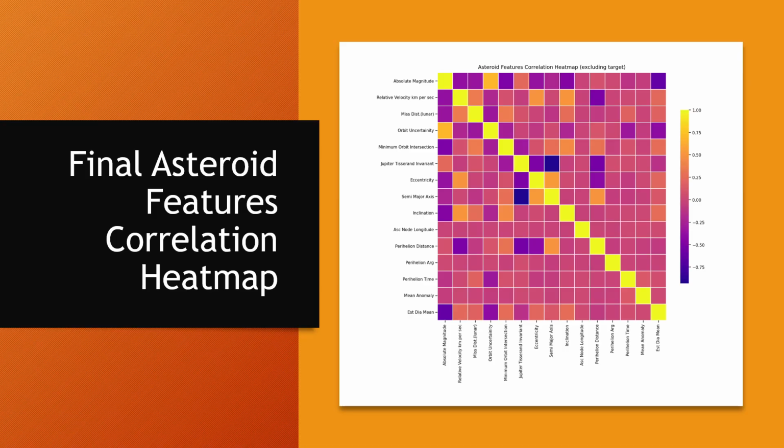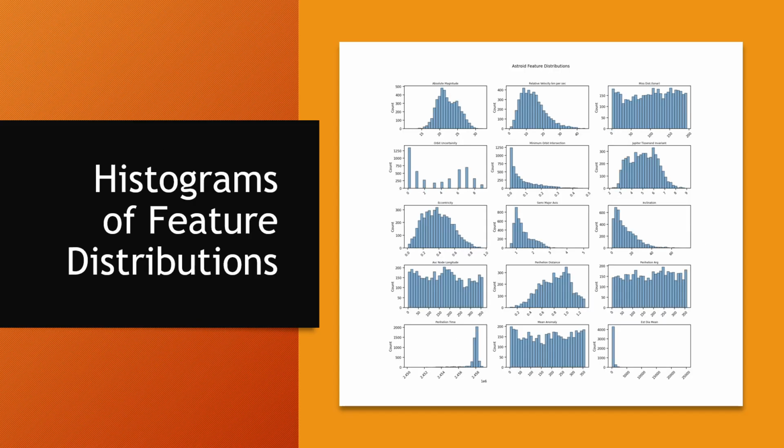And so this is the final heat map for asteroid features, and I was able to remove those bright yellows everywhere but where they correlate with themselves, which we love to see. And here's some histograms of the feature distributions just so that we have them. It's interesting to note how some of the features behave in different ways as well. But we do see a good number of useful bell curves happening.